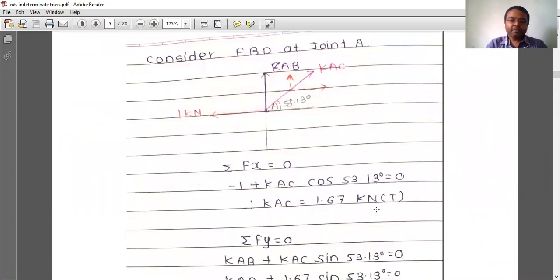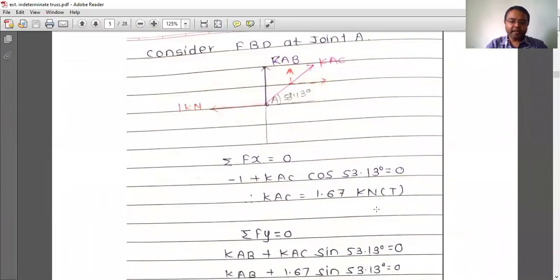Now consider the free body diagram of joint A. Consider the FBD of joint A. So again, KAB and KAC were assumed tensile. That's why the arrows are away from the joint. So here apply summation Fx equal to 0. Force going towards right, take it as positive. Force going towards left, take it as negative.